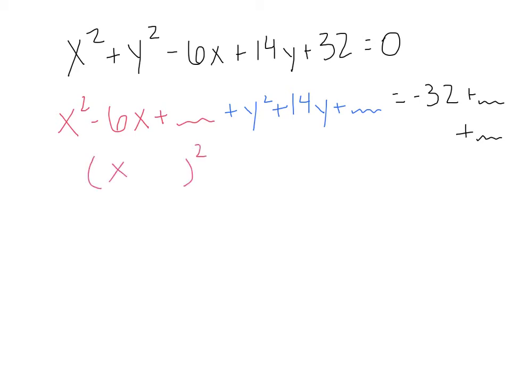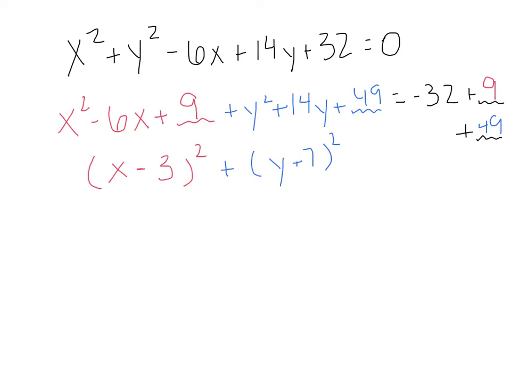B divided by 2. Looks like we have negative 6 divided by 2, which is negative 3. Square that, and it's 9. So remember that 9 needs to get added to the other side as well. So now let's do our y terms. B divided by 2 is going to be 7, and 7 squared is 49.